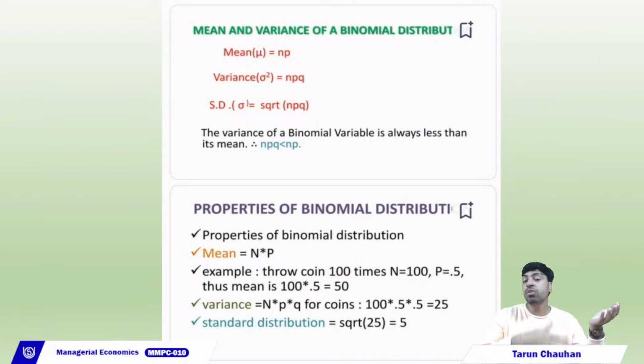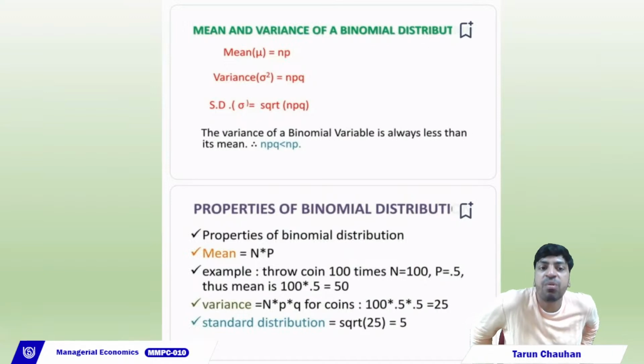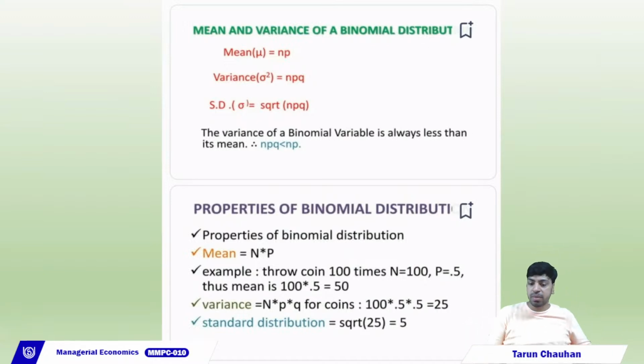Otherwise, if we don't use any probabilities, we can easily use the measures of central tendency, the step deviation method, or the simple shortcut method, to calculate the mean, variance, or standard deviation as well.